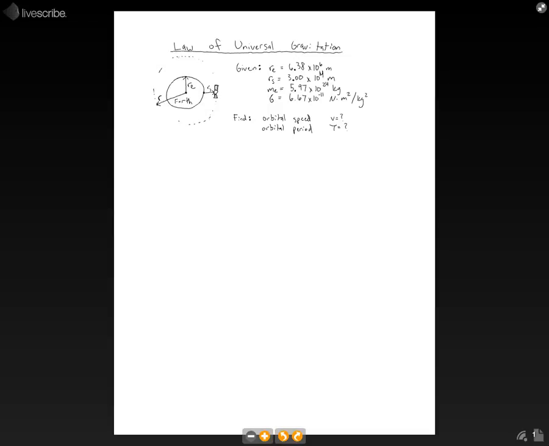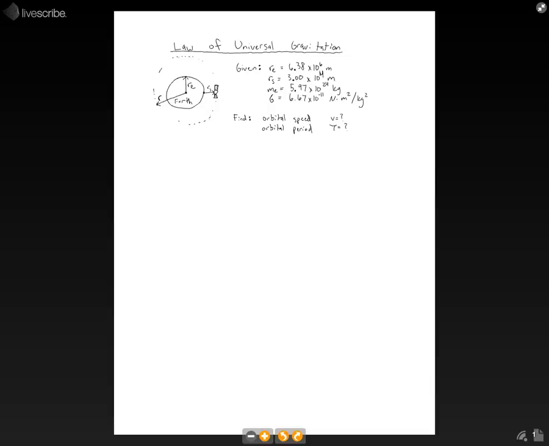This is a lesson over the law of universal gravitation. For this example, we'll be looking at a satellite that is orbiting the Earth. This satellite is orbiting the Earth at 3 times 10 to the 4th meters away from the surface of the Earth, which I've labeled as the radius sub s for a satellite.